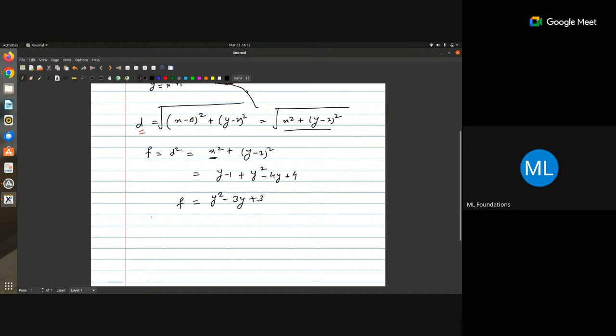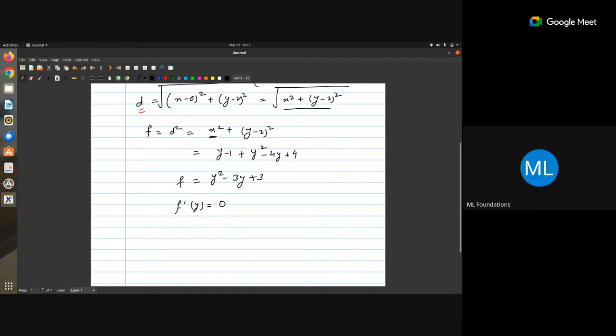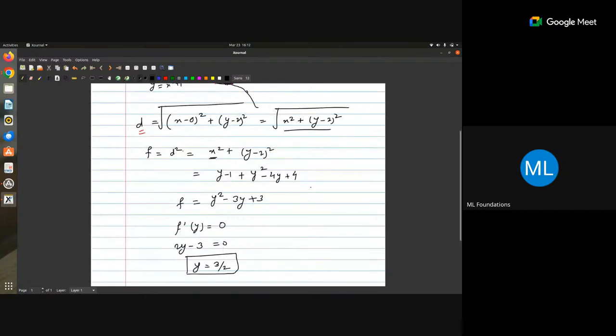So how to do that? I'll just make f dash of y equals 0, to find the points which are closest here. So what will be the f dash of y? It will be 2y minus 3, which equals 0. So that means y equals what? 3 by 2, right? I got y equals 3 by 2, that means 1.5.